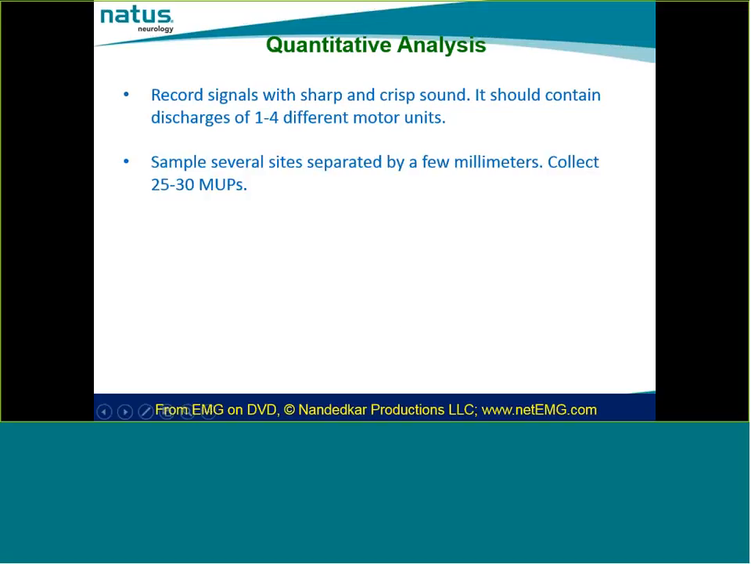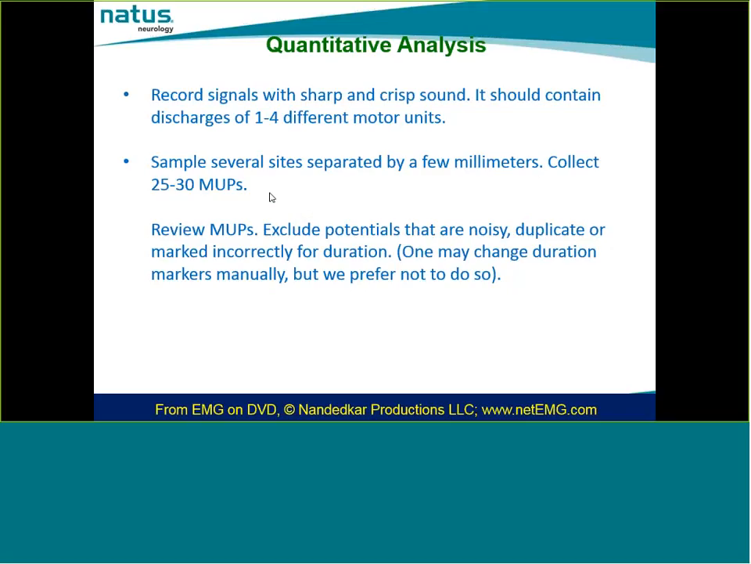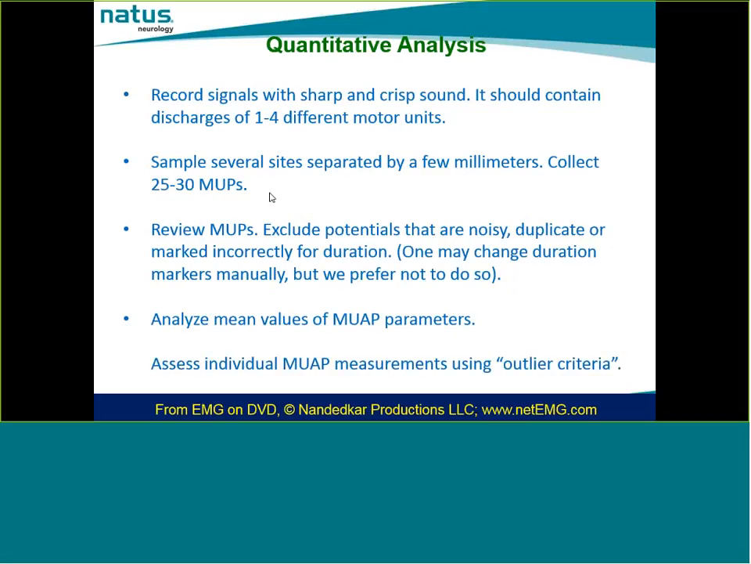We sample several sites separated by a few millimeters and collect about 25 to 30 motor unit potentials. Then we review the motor unit potentials. We exclude potentials that are noisy or duplicate. If they are marked incorrectly, one may also make changes to the waveforms manually. And then we analyze the mean values of MUAP measurements like mean amplitude and mean duration, and we can also analyze the individual MUAP measurements using the outlier criteria.